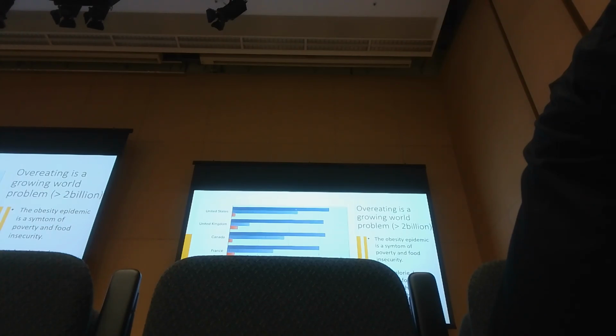And if they continuously have these overweight problems, they may increase the risk of obesity or heart problems. Okay, so overeating is a growing world problem in almost all countries. Right, so in terms of nutrients, what kind of nutrients do we need from the food?